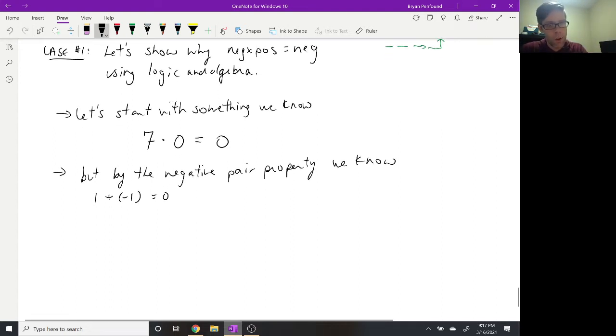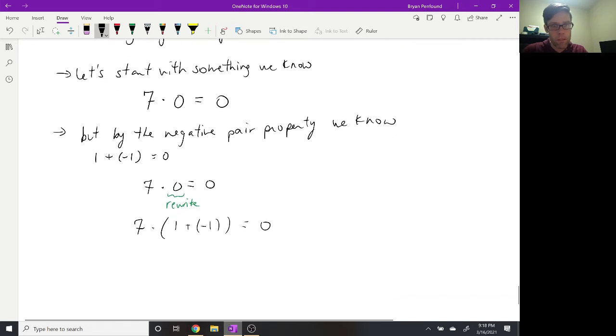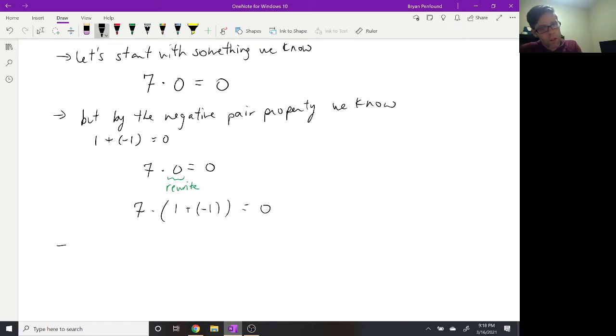So knowing that, we can rewrite the number 0. We can take our 7 times 0 is equal to 0, and rewrite this as 1 plus -1. So the 7 is going to stay there, but we're going to rewrite this 0 as 1 plus -1. Okay, and this should still be equal to 0, right? I haven't really changed the starting equation. The right-hand side should still be the number 0.